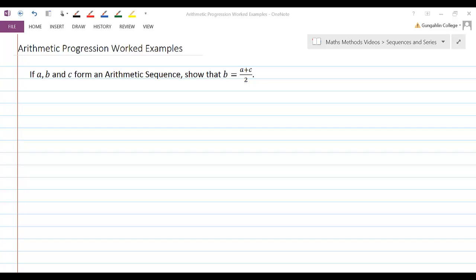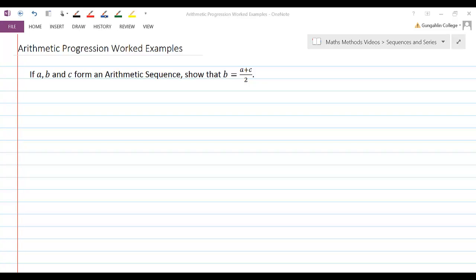There have been a lot of questions about how to structure an algebraic proof, so I've decided to include this next question, which is exactly that. It's proving something algebraically. This particular question says, if A, B, and C form an arithmetic sequence, show that B is equal to (A plus C) divided by 2.